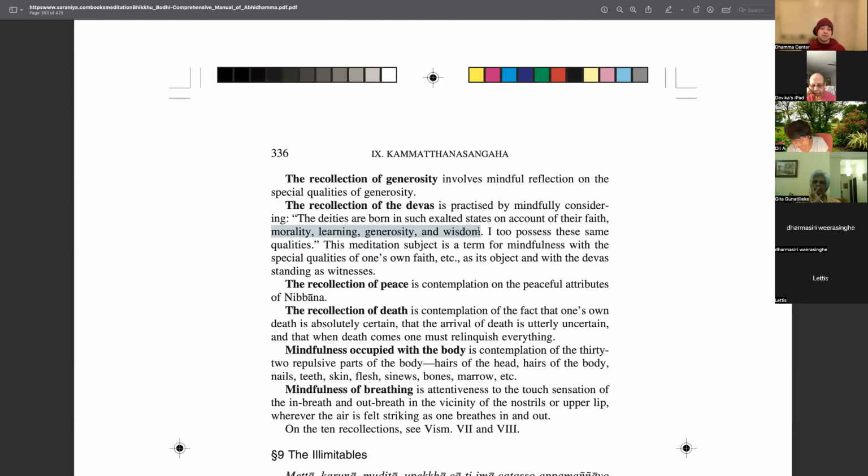Then we have Upasamanusati. It's a contemplation of the peaceful attribute of Nirvana. Now, the peaceful attribute of Nirvana is not known to us ordinary human beings, because Nirvana is something, as the Buddha says, that is not comprehensible until you actually experience it, by beings who are within the cycle of suffering, or rather within the cycle of hindrances, right? In the hamster wheel.